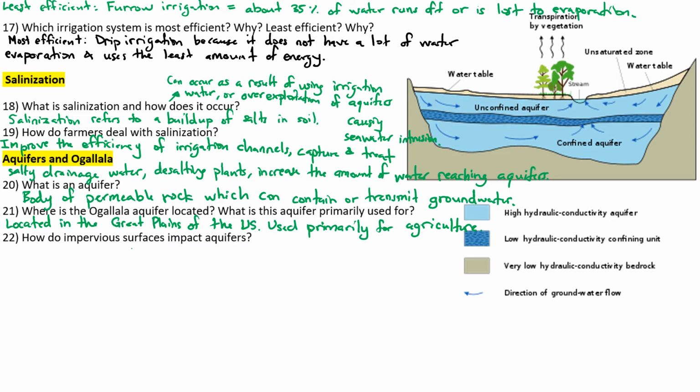How do impervious surfaces impact aquifers? So it prevents the rainwater from replenishing the groundwater supply.